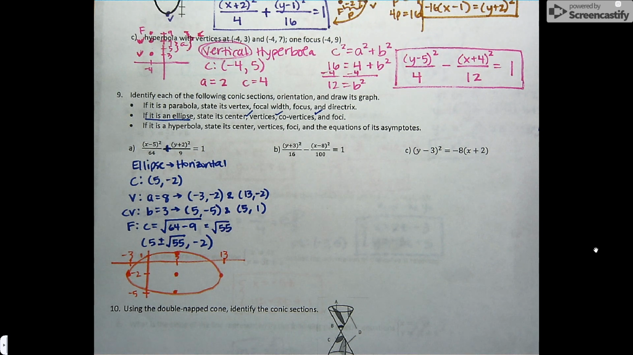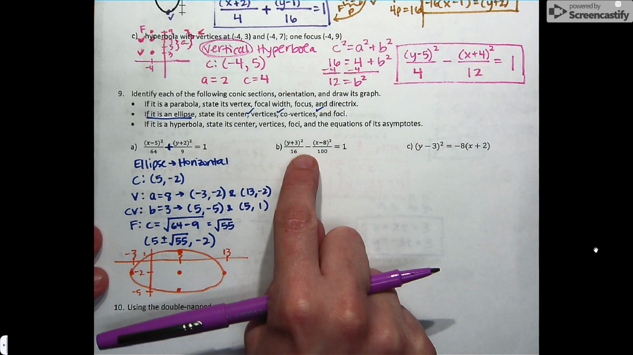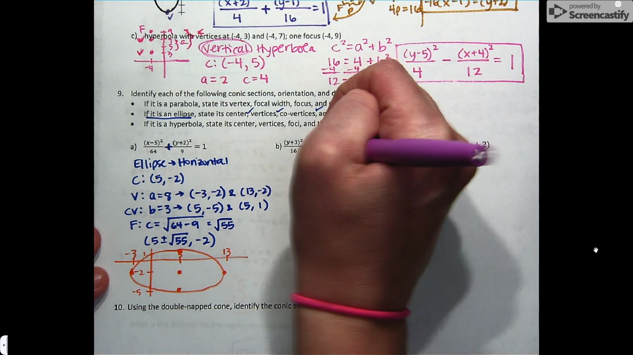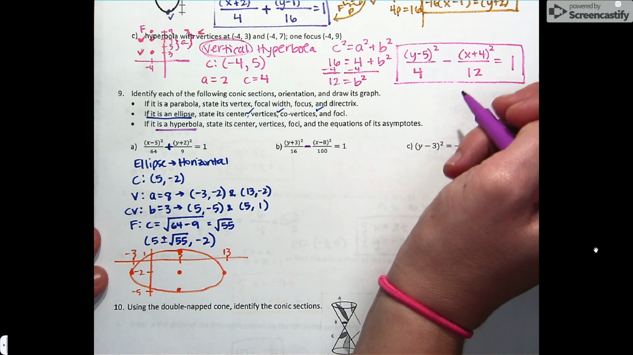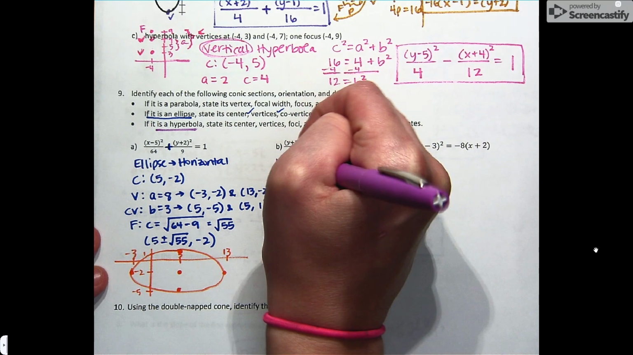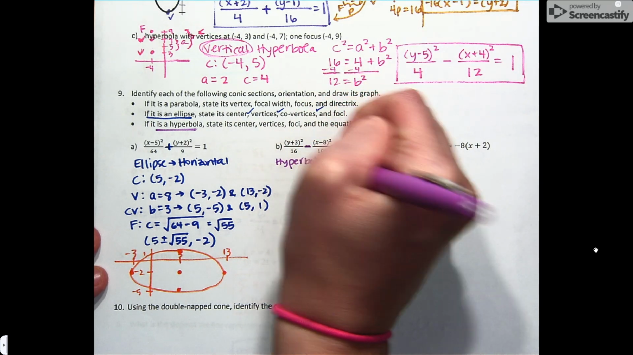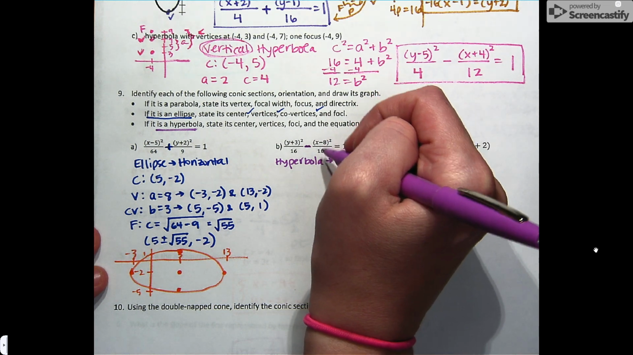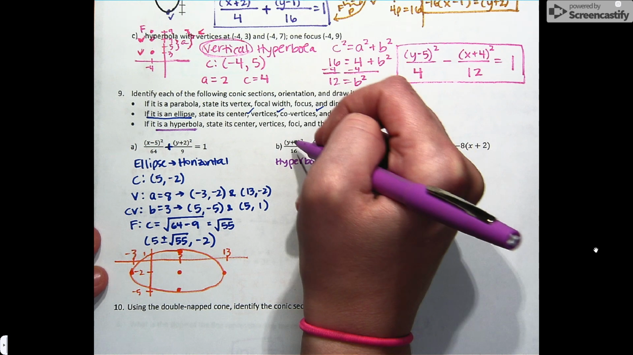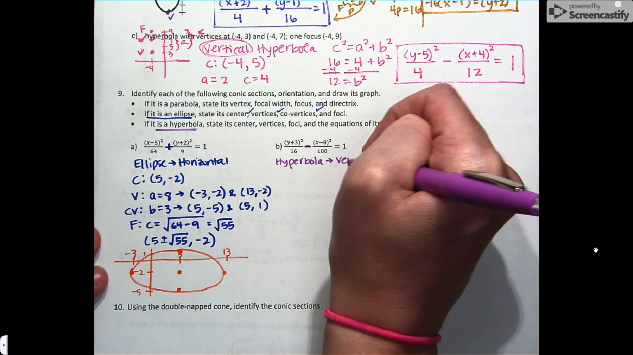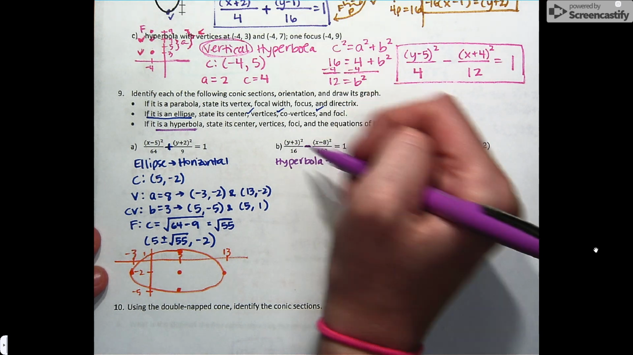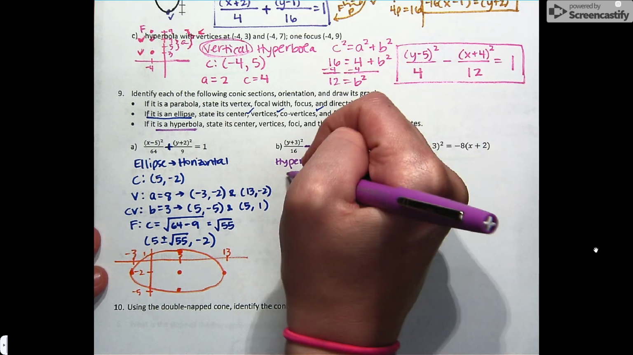Okay, the next one is when you have two squared terms and you're subtracting. So if I have two squared terms and I'm subtracting, that is going to be a hyperbola. So I know that this is a hyperbola. Okay, and this time the bigger denominator does not matter. The bigger denominator is underneath x squared, but this is not horizontal, this is vertical, okay? For a hyperbola, it matters which variable is positive. That's how you tell the orientation.